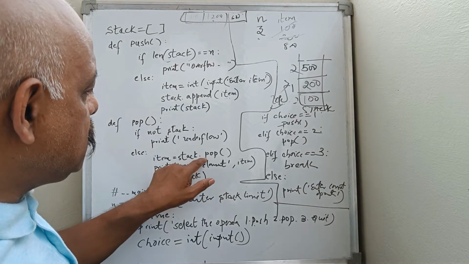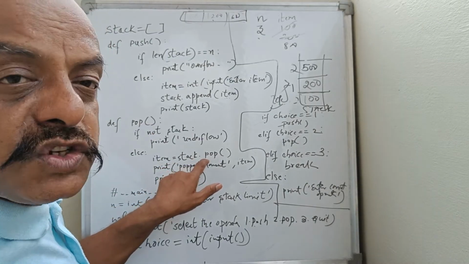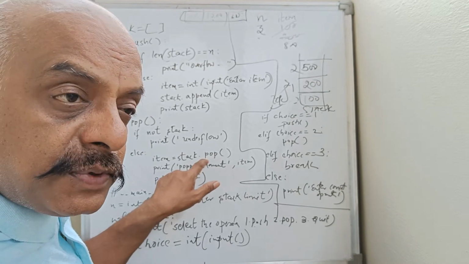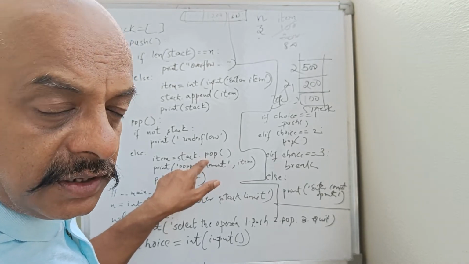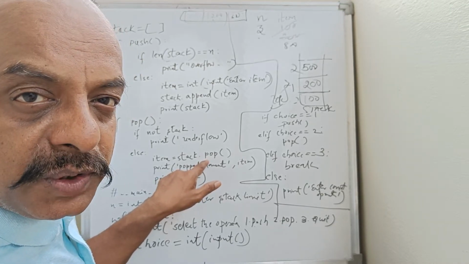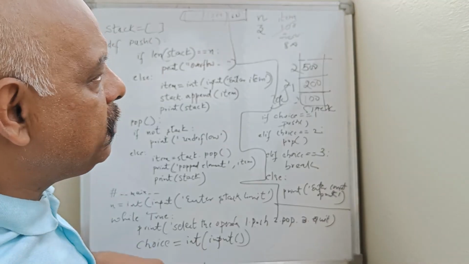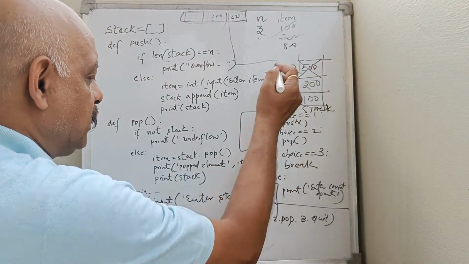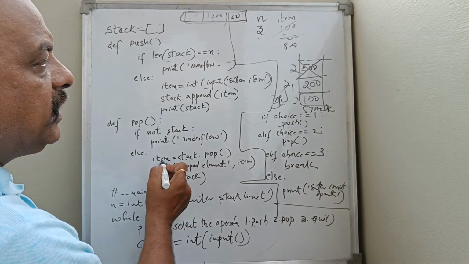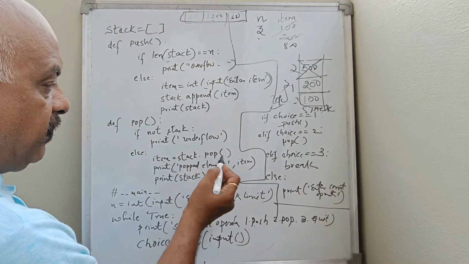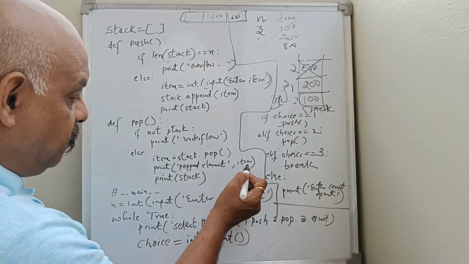You are going to call stack dot... which method? In push, you are using the append method. Here you are using the pop method to remove the topmost element from the stack. So pop always takes out the topmost element. Once it is removed, the item is 500. The popped element is equal to 500.